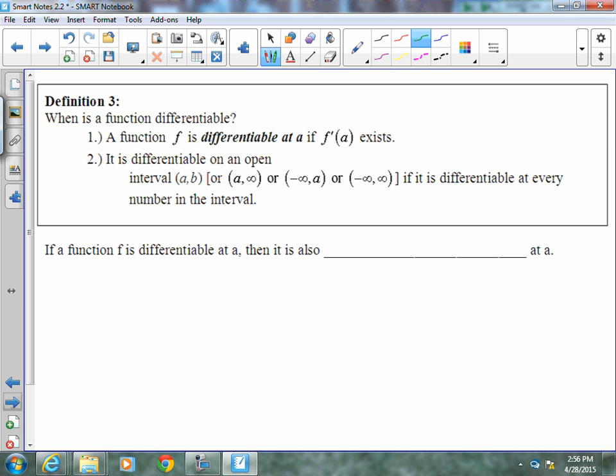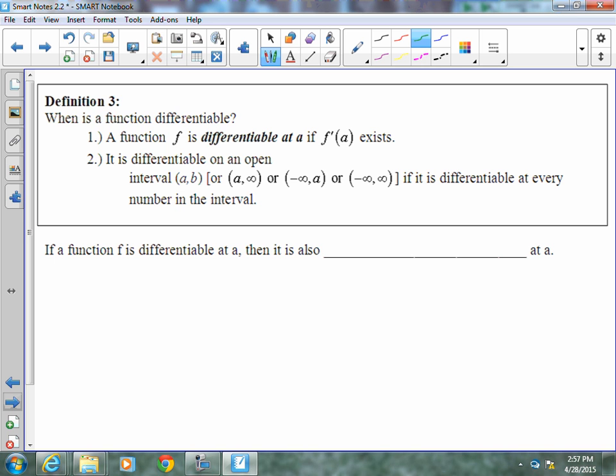So, when is a function differentiable? A function is differentiable if f prime of a exists. That makes sense. If the derivative at a exists, then it's differentiable. It is differentiable on an open interval, a to b, or a to infinity, or negative infinity to a, or negative infinity to infinity, if it is differentiable at every number in the interval.